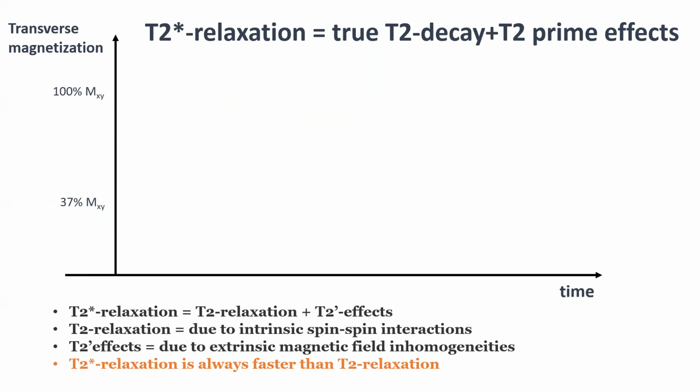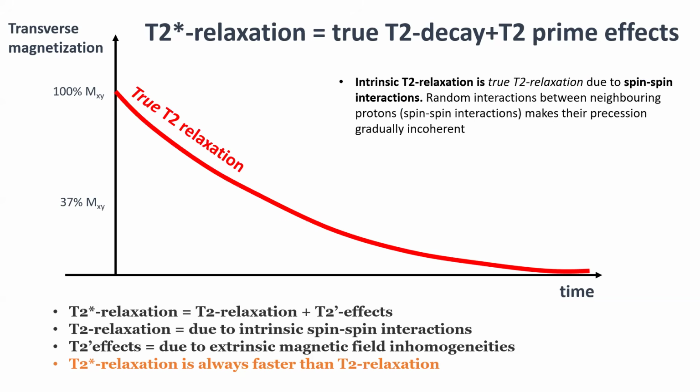So let's now also introduce the concept of T2 star relaxation. What is T2 star relaxation? It's basically a combination of what I just called the true T2 decay caused by spin-spin interactions, combined with the T2 prime effects. So basically the T2 relaxation due to extrinsic factors like imperfections in the main magnetic field or susceptibility differences between the body tissues. And this I already explained.